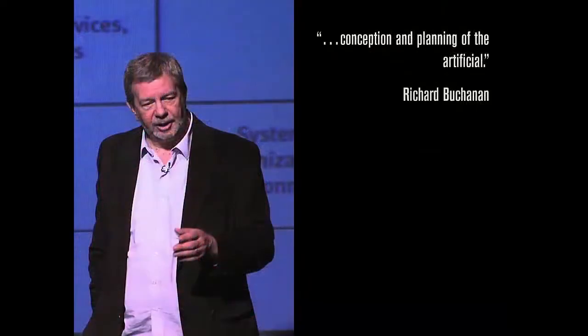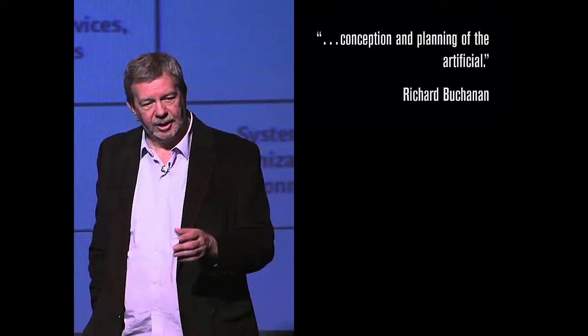Here's another definition. This is from Richard Buchanan, who is a philosopher. He describes design as conception and planning of the artificial. Now, what does he mean by artificial? Well, if you think of this world and divide it into two parts, the natural world and the artificial world, the natural world would refer to things like rivers and mountains and the streams, all the natural landscapes that we live with. That's the natural world. The artificial world is our buildings and our products and our graphics, our highway systems, our trains, etc.